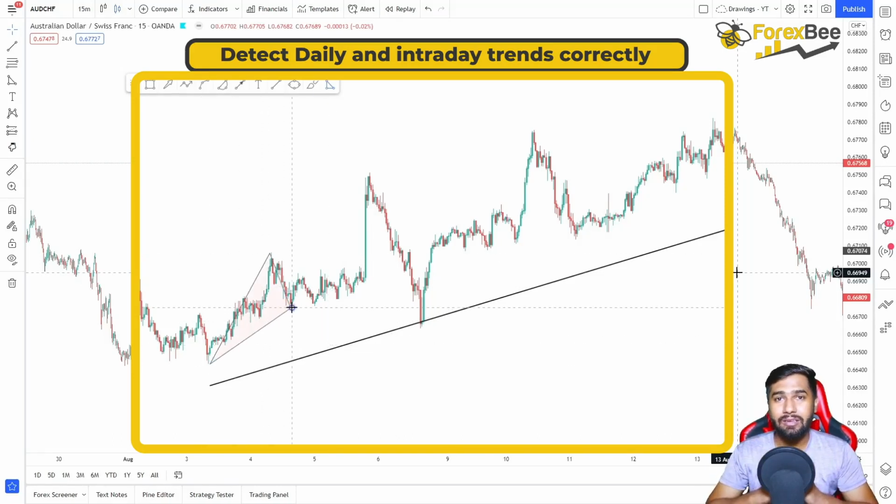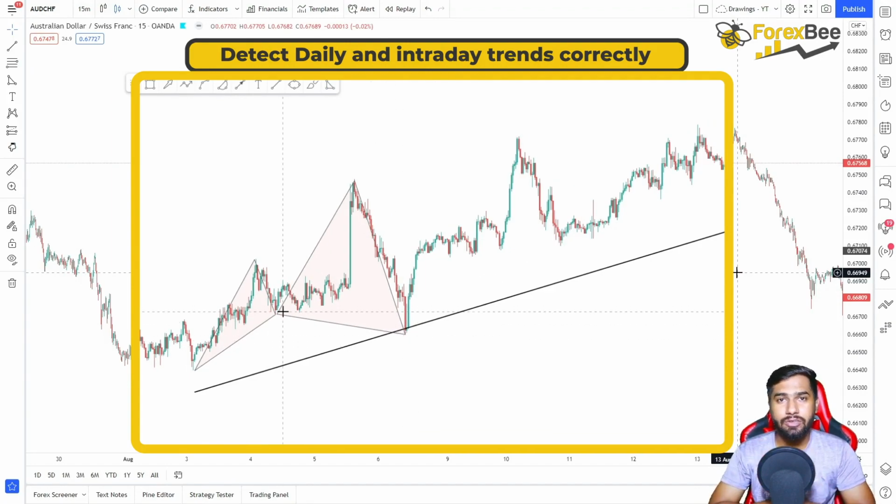So let's see how you can detect daily and intraday trend correctly so that you never have to worry about which direction the market is going to go while you're day trading.